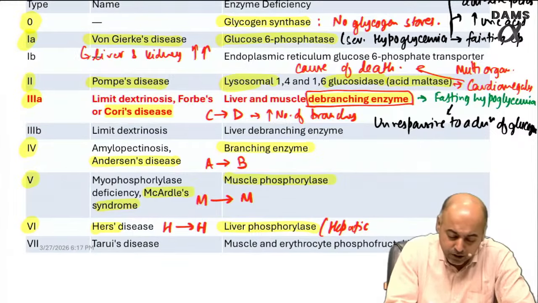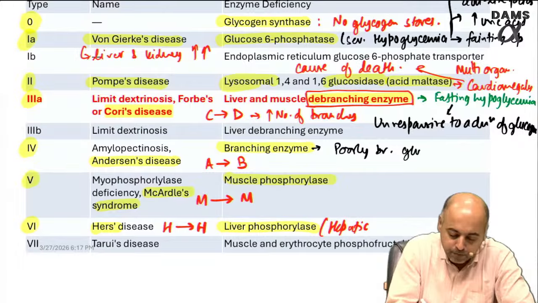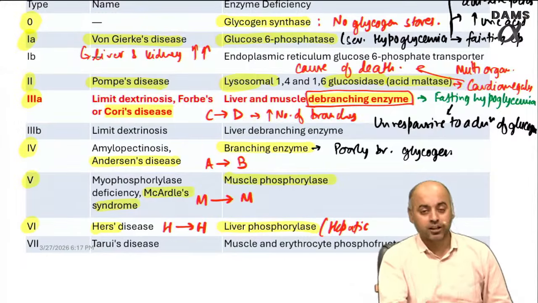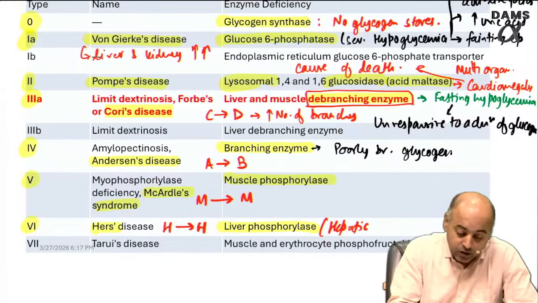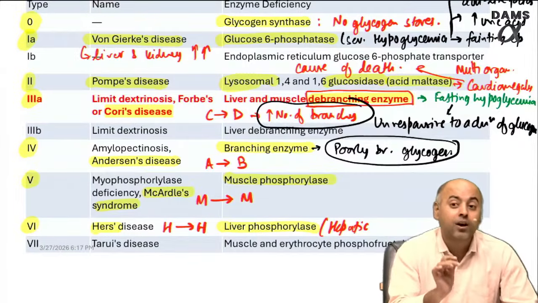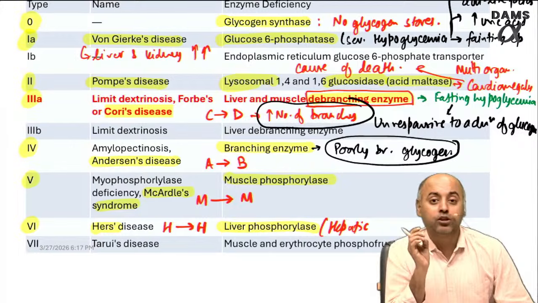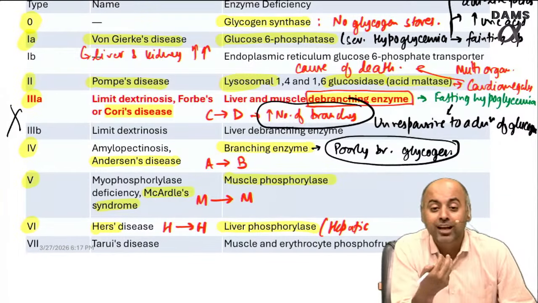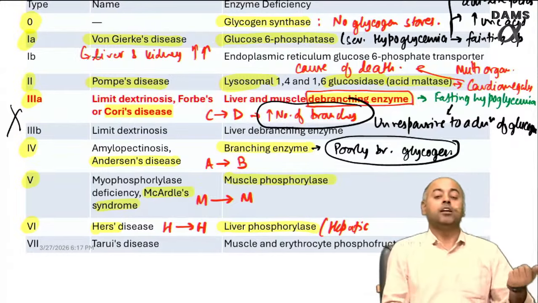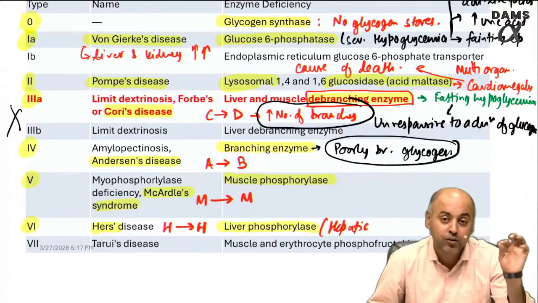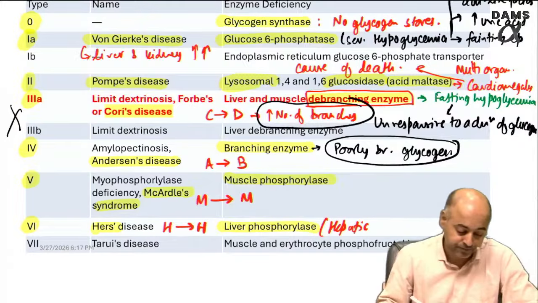Anderson is commonly not asked. Here you have poorly branched glycogen. Please note, sometimes in the question they will mention that normal structured glycogen stores are there. Now here you see a high number of branches, and here you see a very low number of branches. So these two are abnormal glycogen. If the question mentions glycogen with normal structure, in that case type 3 and 4 are out, because in these two cases you have glycogen with abnormal structure. So depending on the structure of the glycogen, you can quickly eliminate 3 and 4.